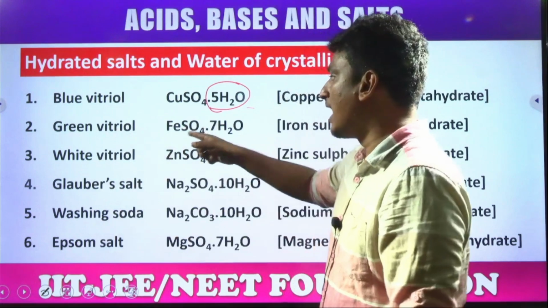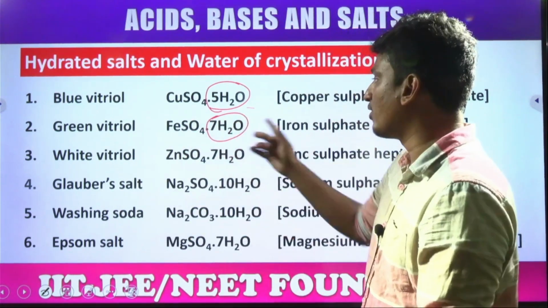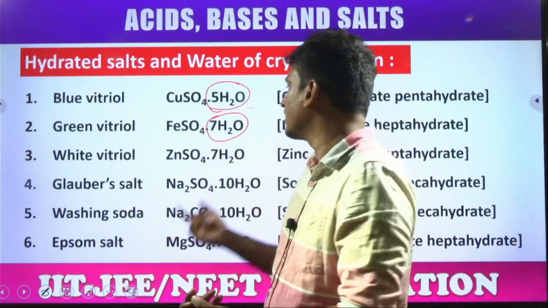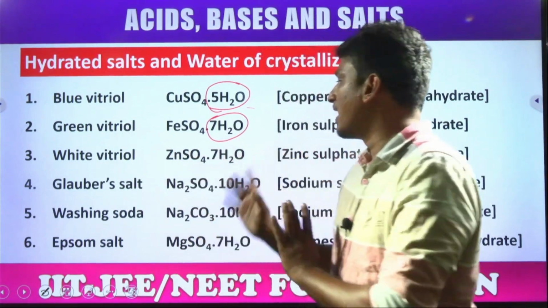Green vitriol, FeSO4. This is how many? 7. Heptahydrate, 7 water molecules. So what is the water of crystallization? 7, right? Heptahydrate. White vitriol, same, zinc sulfate and 7H2O.